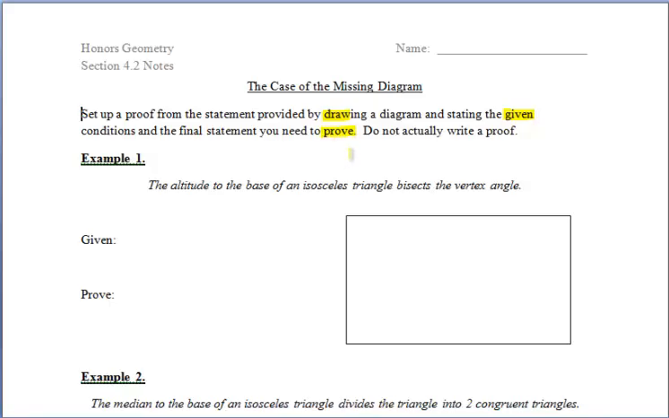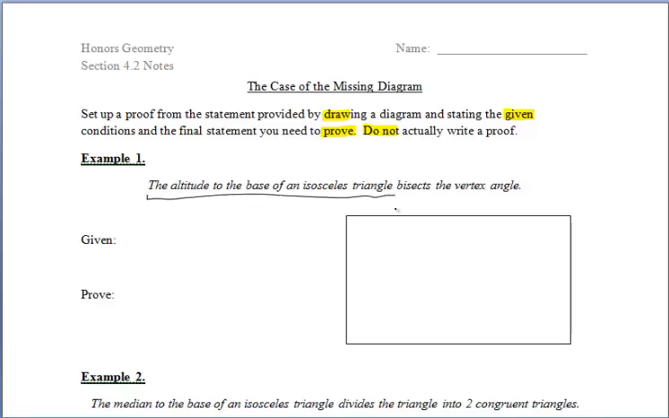Now, the given and prove must be specific to your diagram. For these problems, you do not actually have to write a proof. Sometimes you may come across some where you will have to write a proof as well, so make sure you read the directions carefully. For the first example, we can find our given and proof statements by reading it.